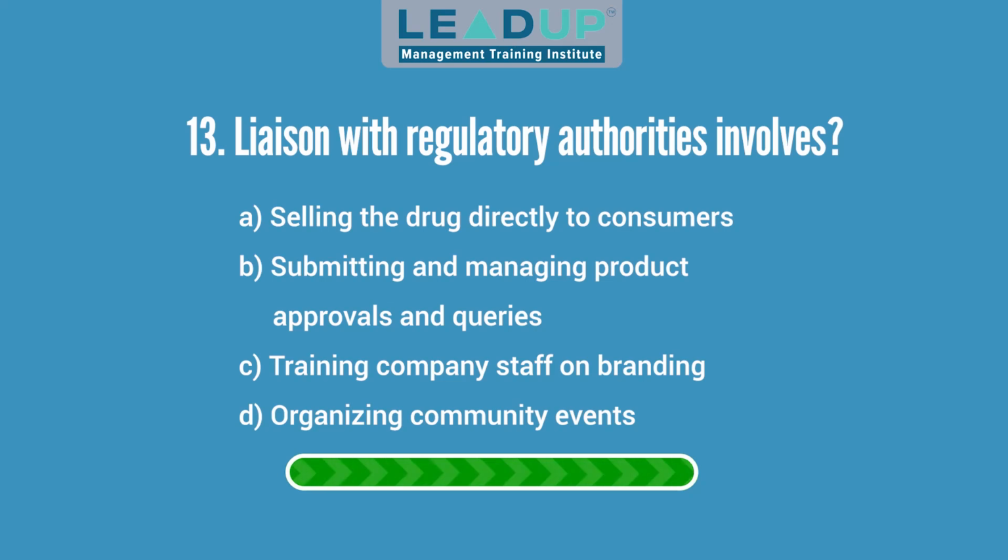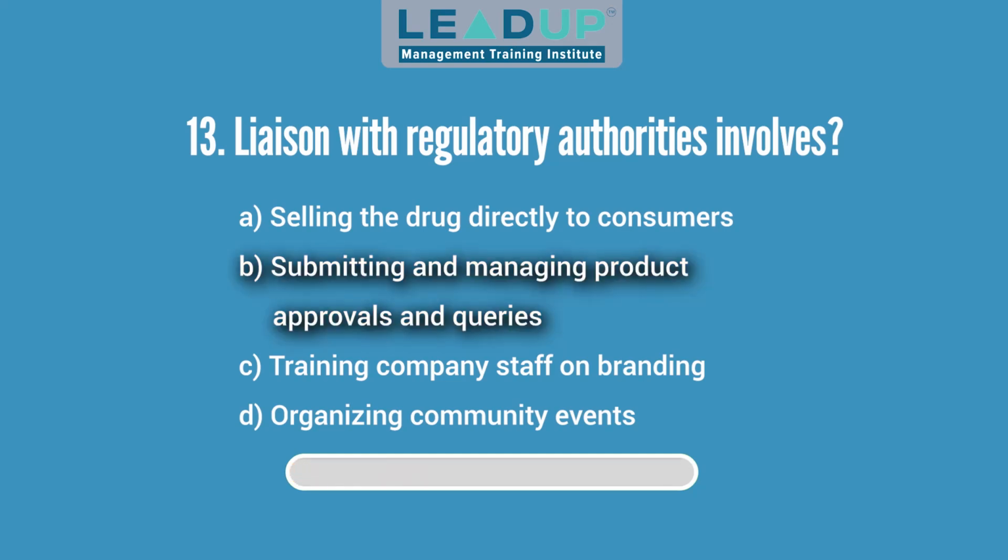Liaison with regulatory authorities involves A. Selling the drug directly to consumers, B. Submitting and managing product approvals and queries, C. Training company staff on branding, and D. Organising community events. Answer: submitting and managing product approvals and queries.